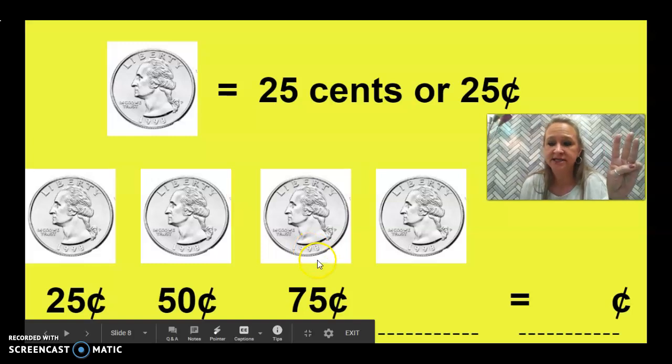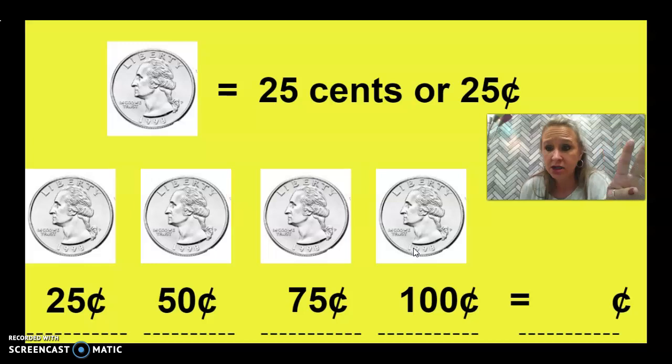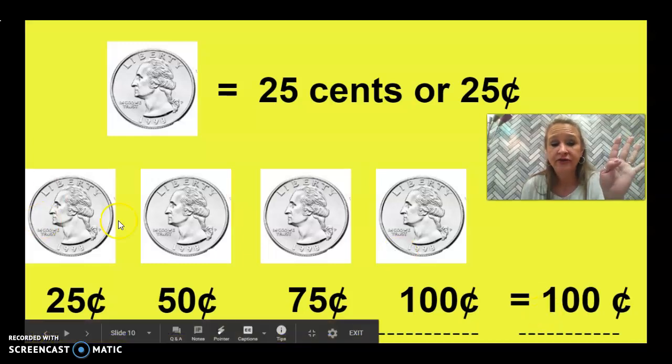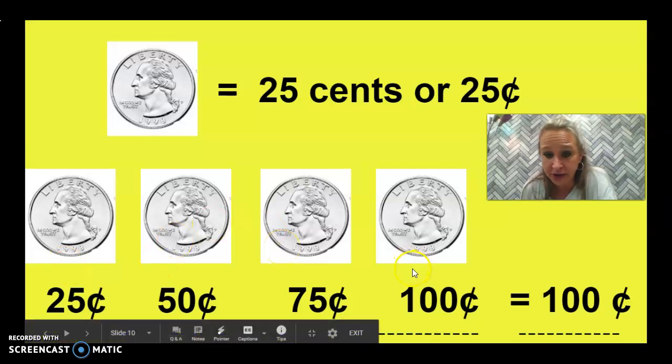75. 3 quarters is 75. So 25, 50, 75. The last one is 100. 100 cents. Woo! All right, so now we have 100 cents total. 4 quarters equals 100 cents. So the value of all 4 quarters is 100 cents. Let's practice counting those one more time. Count with me. Ready? 25, 50, 75, 100.